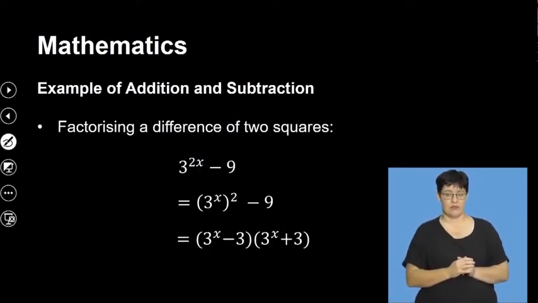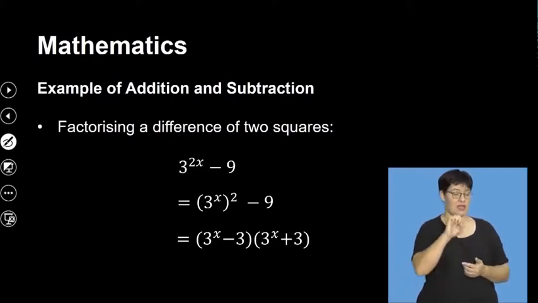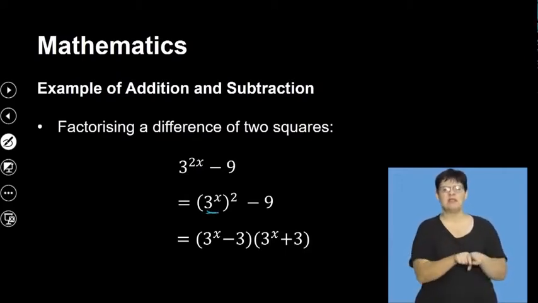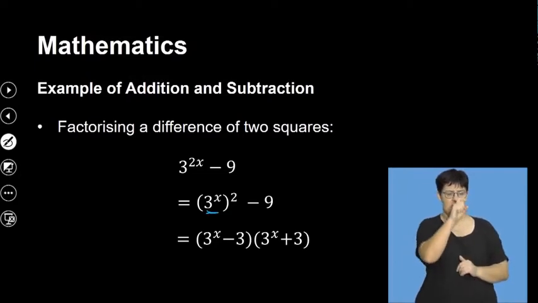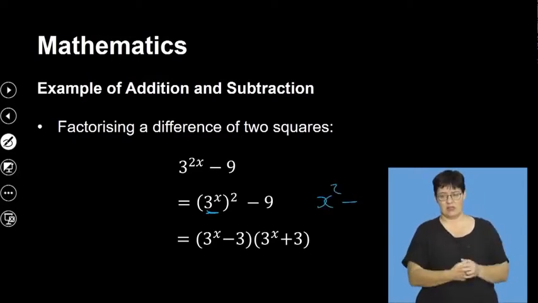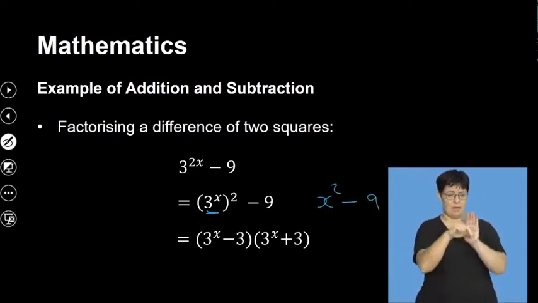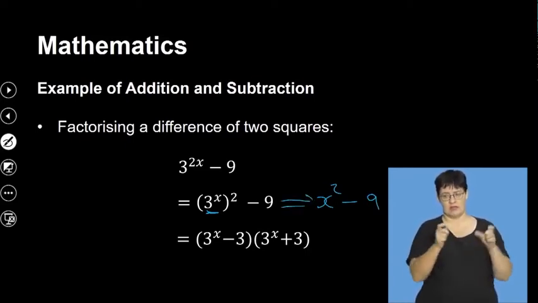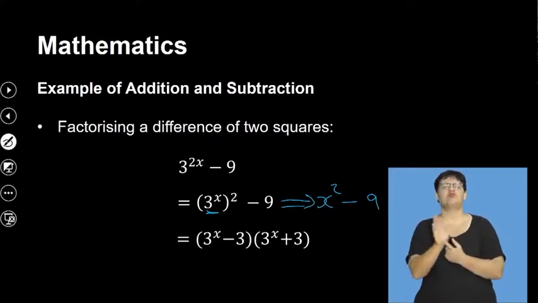Now, factorizing using what we call the difference of 2 squares, if I have 3 to the exponent of 2x minus 9, this is the same as 3 to the exponent of x all squared minus 9. So remember that this is a difference of 2 squares. It's the same as me having x squared minus 9, right? Then I can factorize that using the difference of 2 squares, right? This is just an approximation just to show you what it means.